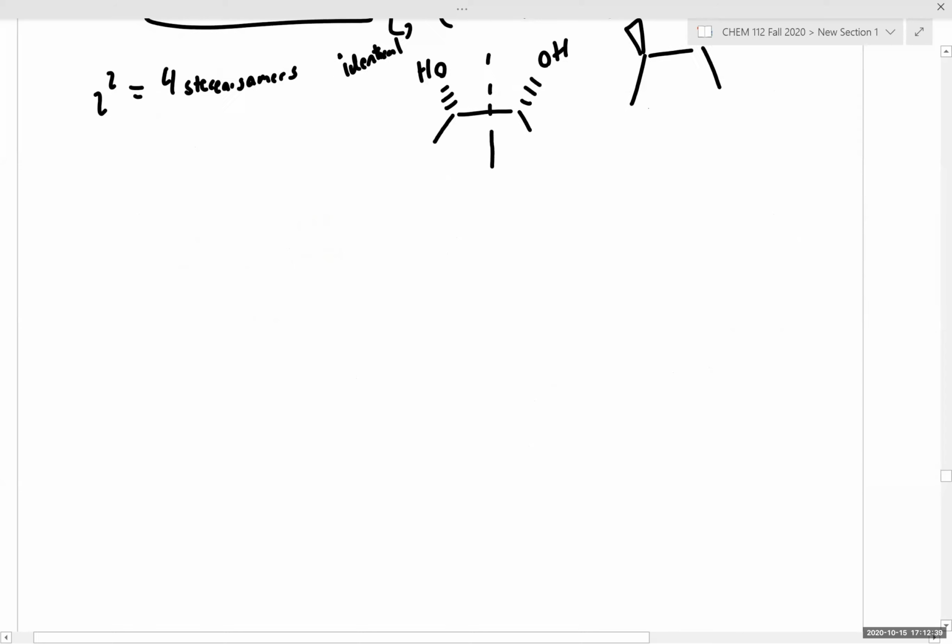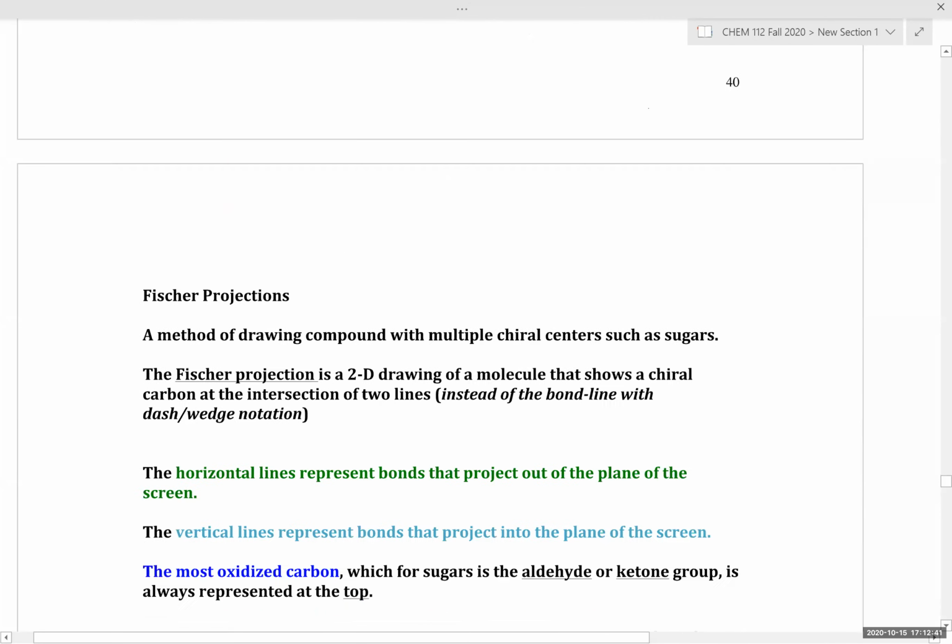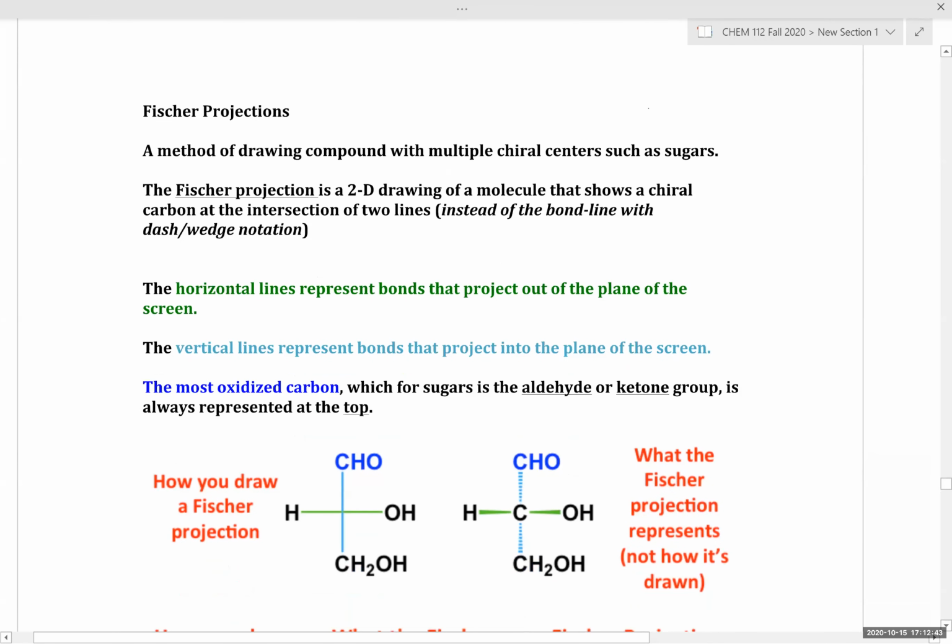If not, let's keep going now. And let's talk a little bit about Fischer projections. So Fischer projections are another way of drawing out compounds with multiple chiral centers. This primarily pops up when you're dealing with sugars.